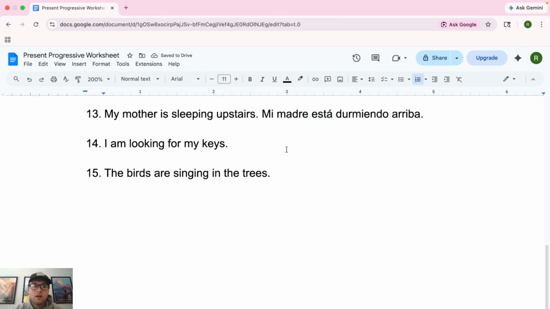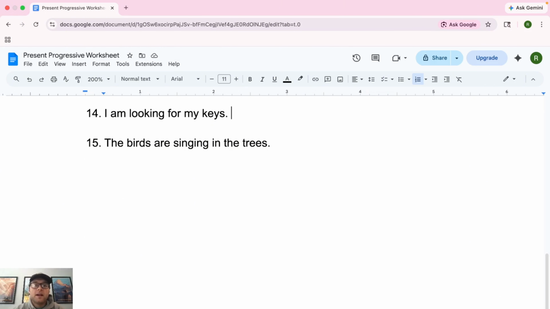All right. Number 14, I'm looking for my keys. Okay, so here we use the verb buscar. If you look up the verb to look in English and translate to Spanish, sometimes mirar pops up. Mirar is more so in reference of I am looking at something, whereas buscar is I am looking for something. So we have I am is estoy, and then we have buscando mis llaves. Something important too with buscar, the for there is implied, so you don't need para or por. It's just estoy buscando mis llaves.